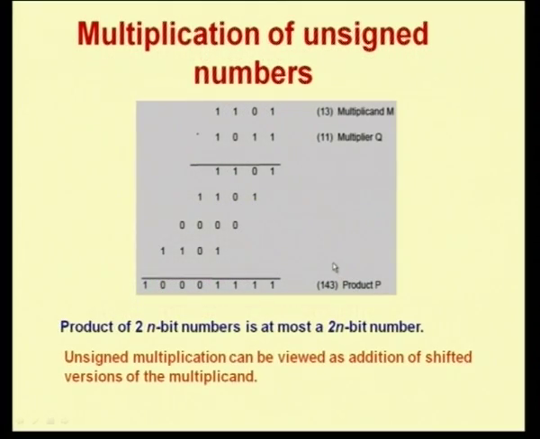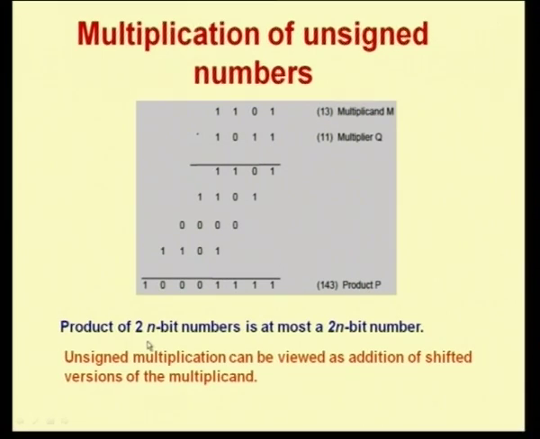So, let us look at multiplication first, just a brief overview of what we do in terms of multiplication. When we look at multiplication of unsigned numbers, we have the multiplicand and the multiplier. Remember what we do in the normal usual multiplication. We take each bit of the multiplier and multiply the multiplicand by that bit. If it is a 1, you have the same number. If it is a 0, it is all zeros. It is shifted and then we add. Basically, we can look at unsigned multiplication as addition of shifted versions of the multiplicand. That is what we see over here. You have the multiplicand, and there are shifted versions of this multiplicand which are added. The point to note is that the product of two n-bit numbers is at most a 2n-bit number.